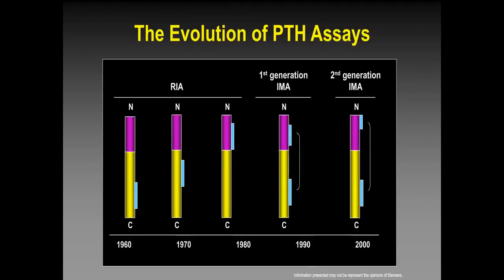And then the most recent development is to try to develop antibodies with the detection antibody very near the N-terminus, right within the first 4 amino acids, the so-called second-generation immunometric assays, which should really reflect more of the biologic activity that we're interested in trying to quantify and measure.